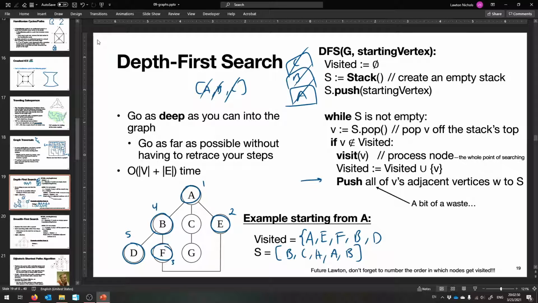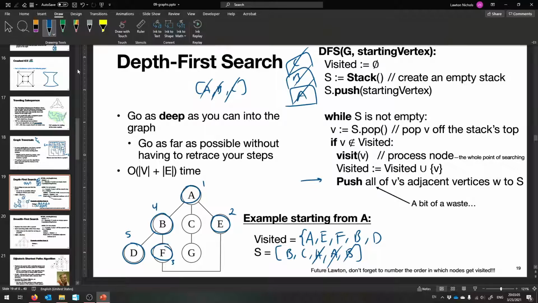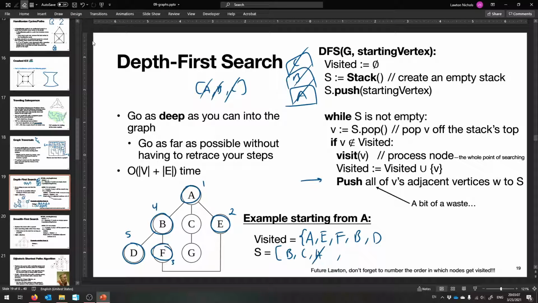See what's happening? Okay, so now we have visited B already. We're going to pop it off and do nothing, right? We visited A already. We're going to pop it off and do nothing. We visited A already. We're going to pop it off and do nothing. And then we get back to C. See that? That's the next interesting thing that happens in this stack. We have C at the top now.